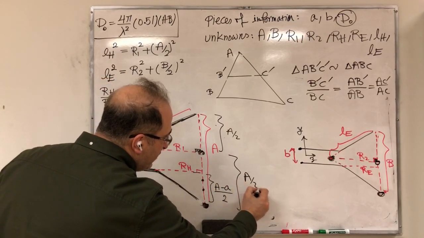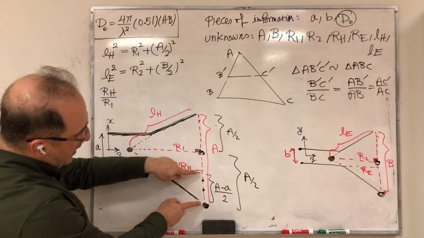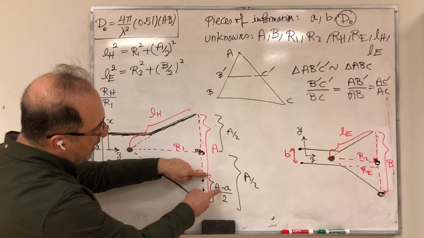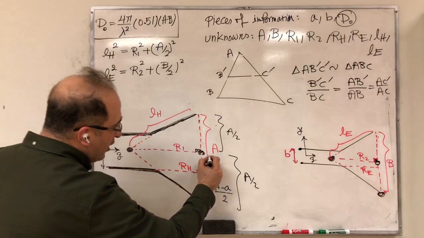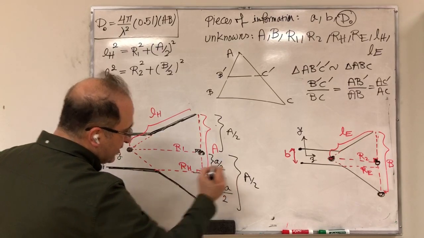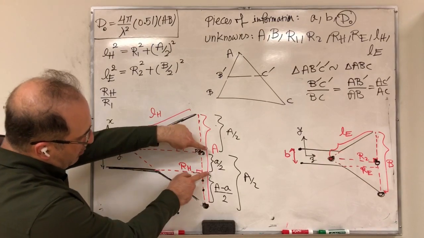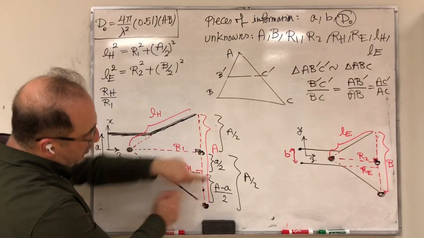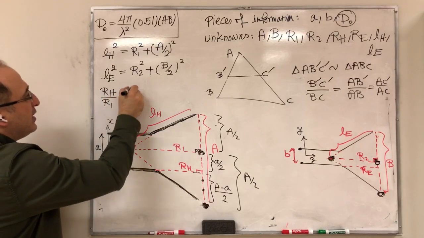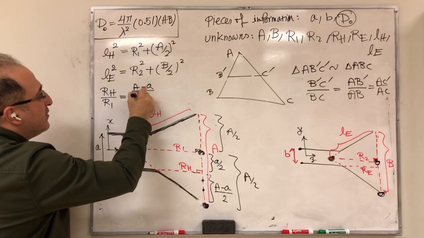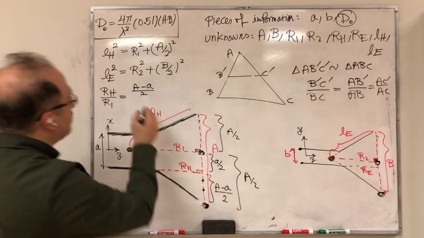So this thing is A divided by 2. And therefore, this would be A minus a small a divided by 2. And I think to see that, you may want to associate this with a small a divided by 2. So the whole thing is capital A divided by 2 minus a divided by 2, you get to here. So then I said RH divided by R1 is going to be A minus a divided by 2, divided by this, which is A divided by 2.